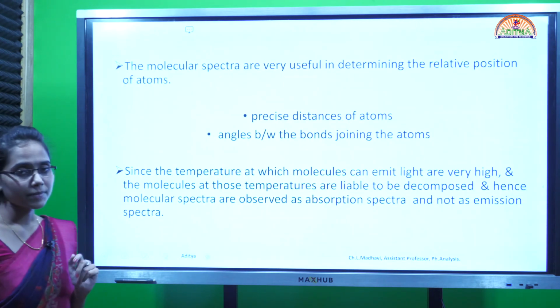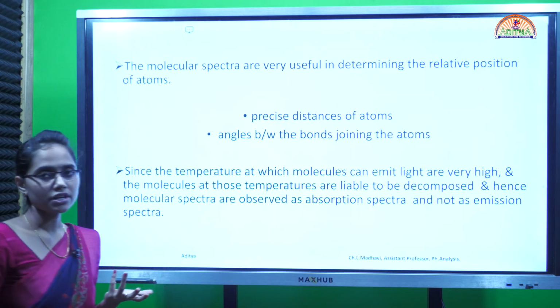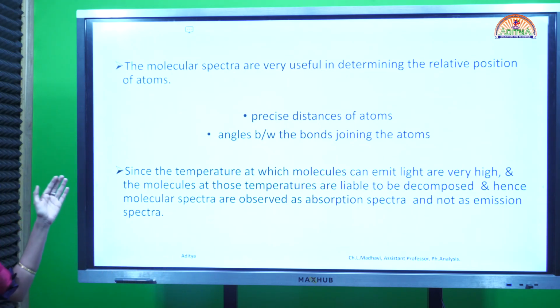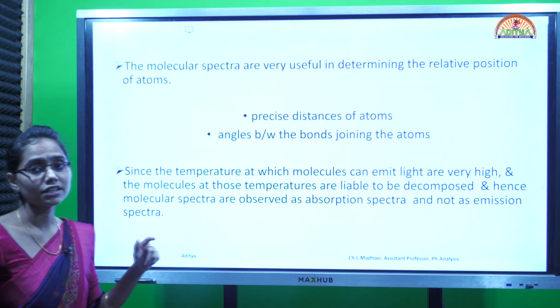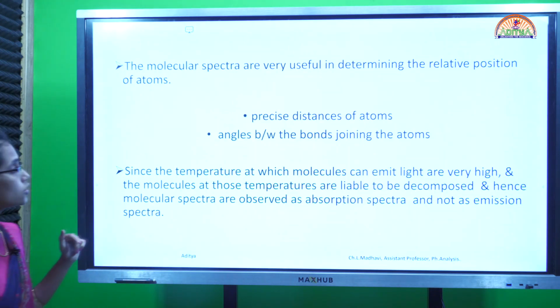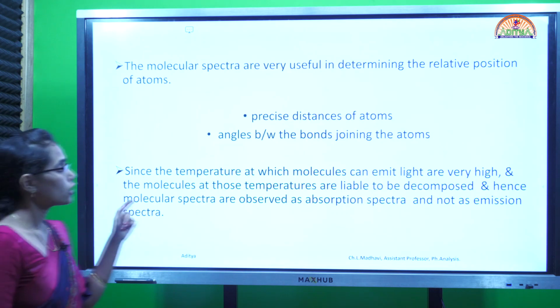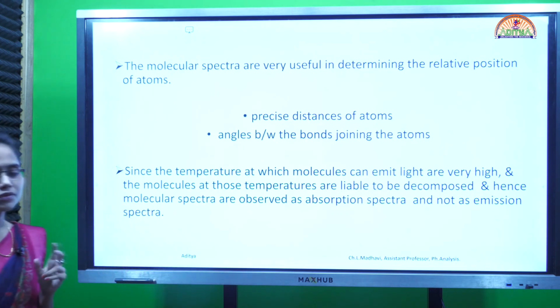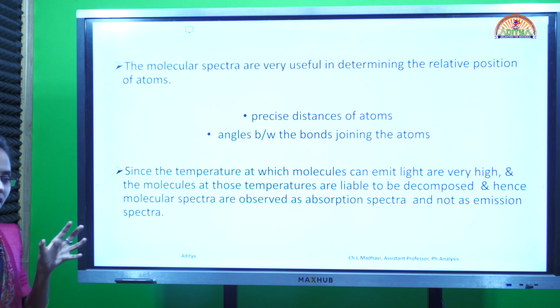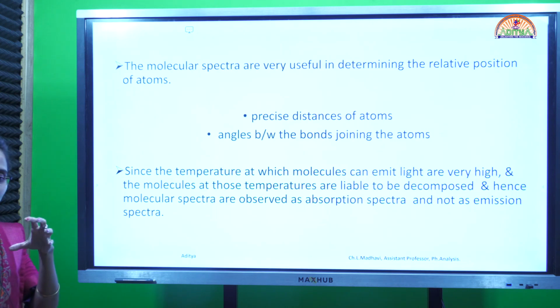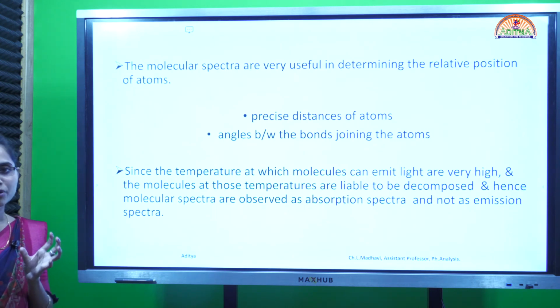What is the use of studying molecular spectra? Molecular spectra are useful in determining the relative position of the atoms. The precise distance between two atoms can be known, and also the bond angles between atoms can be known. So the actual placement of atoms, the structural elucidation of a compound, can be studied by using molecular spectra.